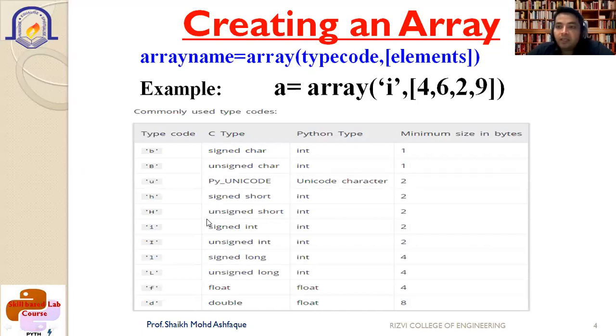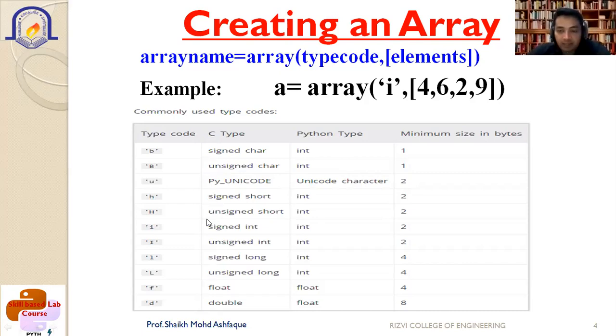Next, creating the array. How can we create the array? The basic syntax for creating an array is this one. The name of the array is any variable which you decide, following the rules of variable declaration. Then you use the array as the constructor. Then the type code, which means which type of data you are going to store. And then the elements, in square brackets, similar to the list. Here you write each and every element or data separated by commas.